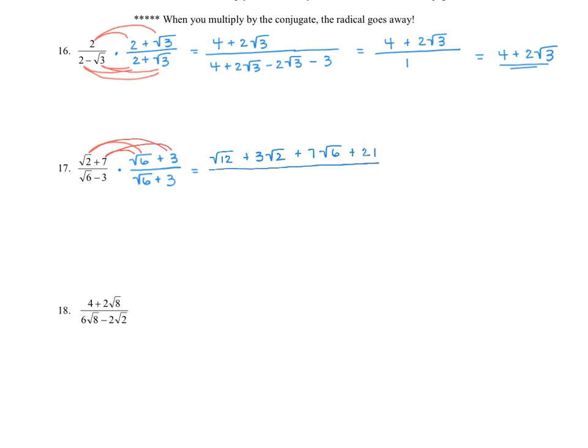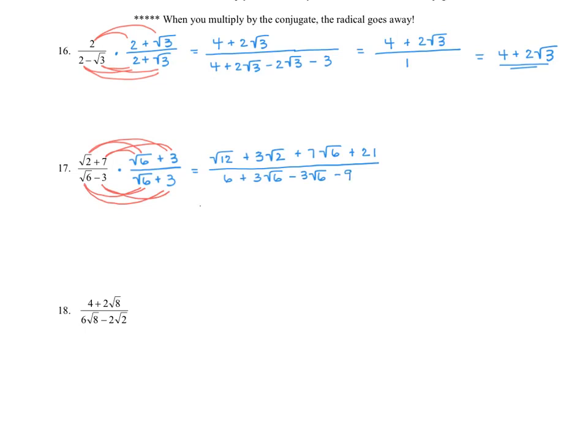In the denominator, when we double distribute or FOIL, we'll have rad 6 times rad 6, which is simply 6. Rad 6 times 3, which is plus 3 rad 6. Negative 3 times rad 6, which is negative 3 rad 6. And negative 3 times 3, which is negative 9.